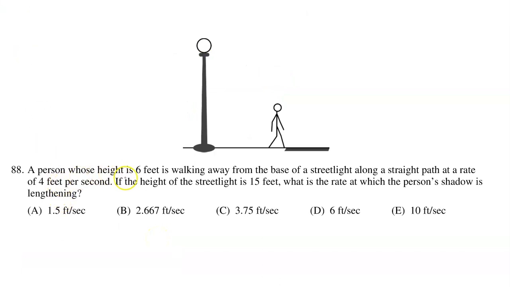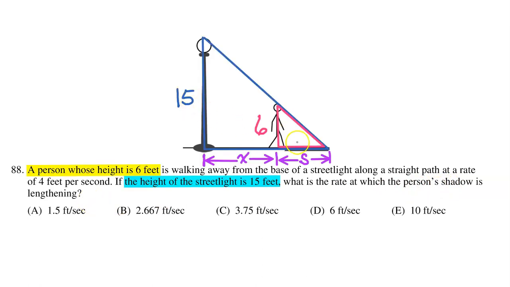A person whose height is 6 feet is walking away from the base of a street light along a straight path at a rate of 4 feet per second. If the height of the street light is 15 feet, what is the rate at which the person's shadow is lengthening? Let's label the picture with numbers and variables.